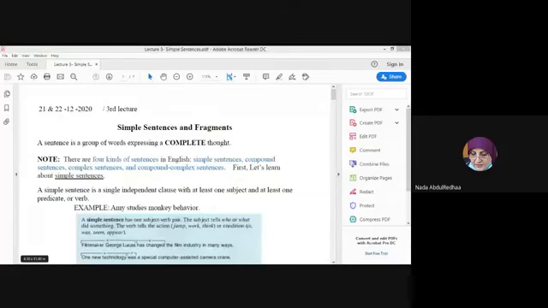So a simple sentence, if we want to define it grammatically, consists of an independent clause. A simple sentence consists of an independent clause, one independent clause, not two independent clauses, only one. Okay.